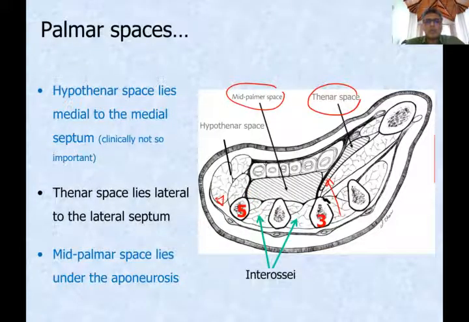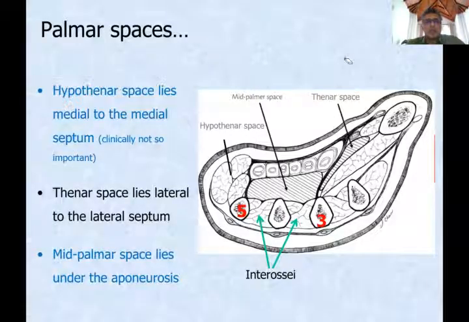So remember this point. There are a little bit more details than this. I removed some of the slides so that it becomes simple for all of you. Now all these lumbricals, the three lumbricals and one lumbrical there, they lie in these spaces. Okay, the index finger lumbrical and the other three lumbricals lie in these spaces: thenar space and mid-palmar space.